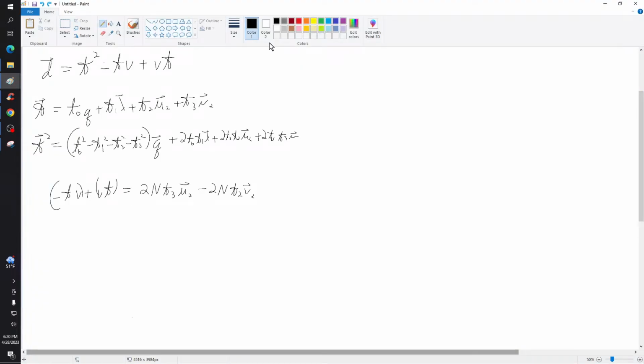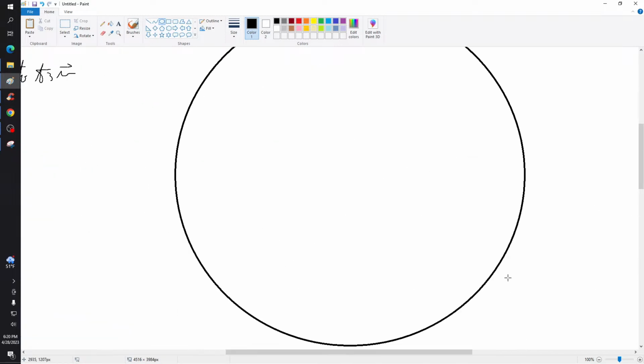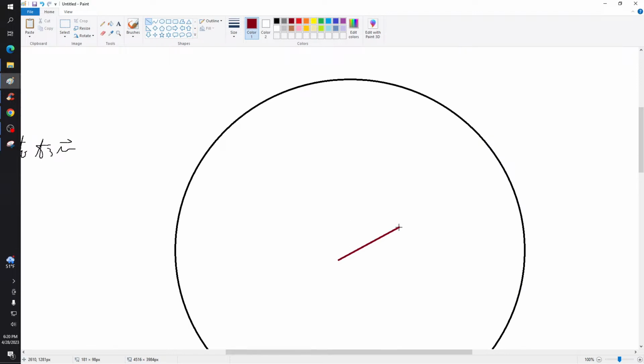In mu nu space, if we draw what's actually happening, we have some vector t2, t3 that then gets scaled by 2t null. Let's say this was t2, t3, and it gets scaled out to here. And then you get some vector that's orthogonal.